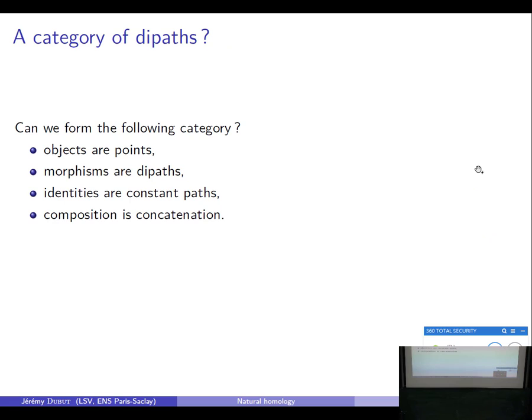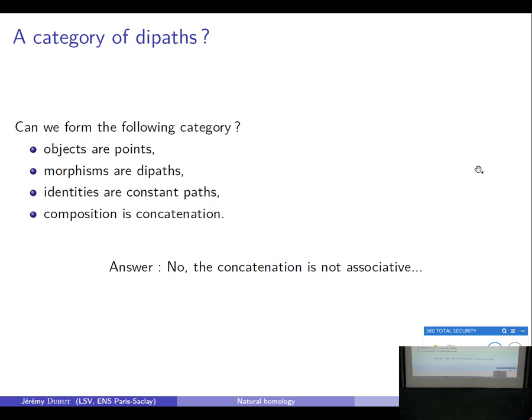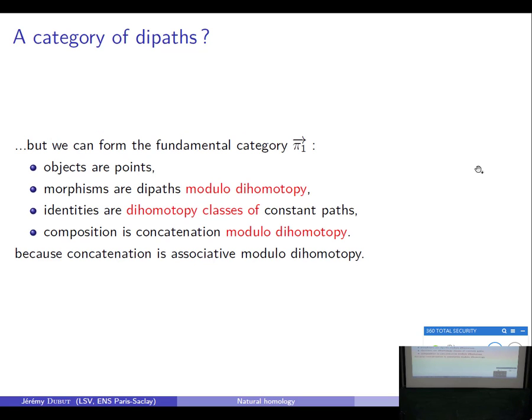Okay. So for my line of work, I would be interested if there were some categories whose morphisms are dipaths. Is this a category? The answer is no, because concatenation is not associative. But we can solve this problem by just quotienting everything modulo dihomotopy, which makes this into a category, and this is actually what we call the fundamental category of a D-space.